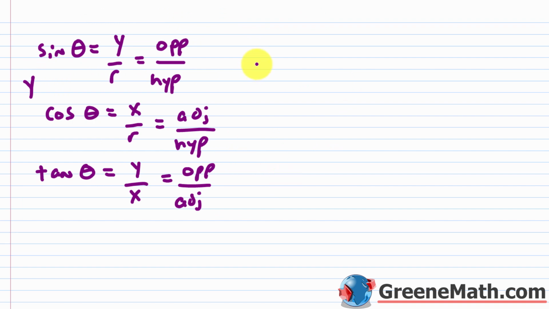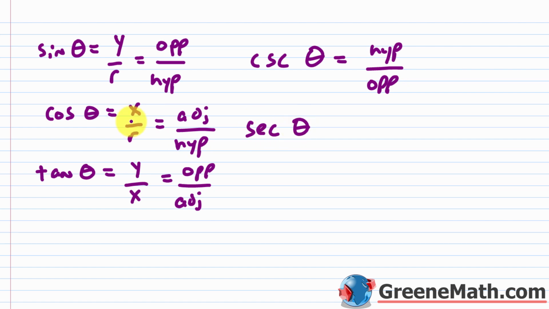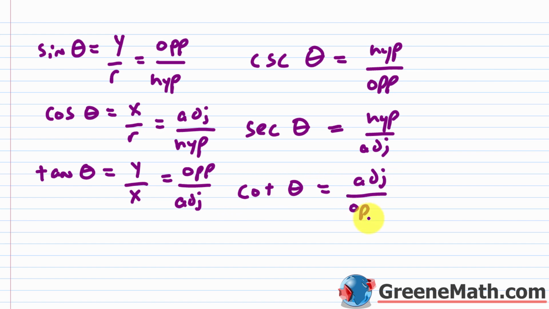So then I can say that cosecant of theta, which is the reciprocal of this, is going to be the hypotenuse over the opposite. And then your secant of theta, which is the reciprocal of this, would be your hypotenuse over your adjacent. And then lastly, your cotangent of theta is going to be the adjacent over your opposite. Okay, so how do we remember this?